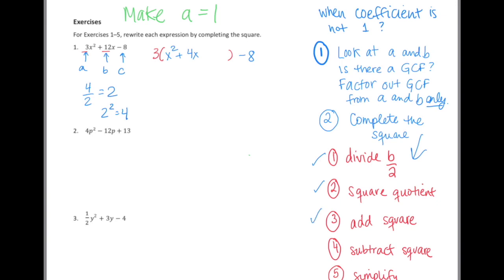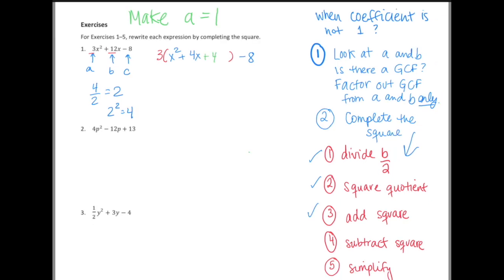Then I can just go ahead and complete the square. I'm going to divide b, which is 4, by 2. I get a 2, square it. I get 2 squared, that's a 4. And then what I want to do is add the square. And that's why I left that space there. So now I have a trinomial that is a perfect square, so I can just square it out.